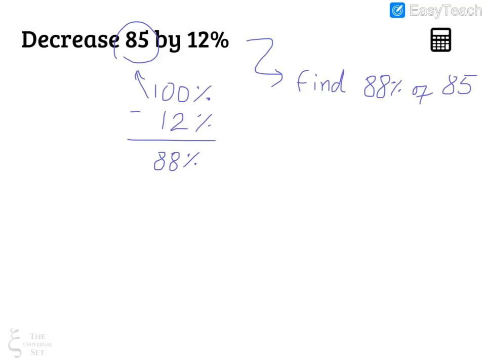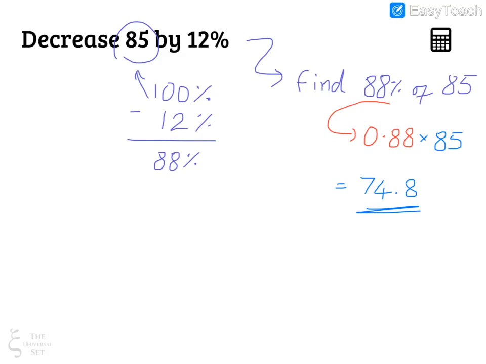Okay, and we know how to do that in a calculator because we have already practiced that. We change the 88% into a decimal. So in this case, that's going to be 0.88, and then we multiply by our number. So we multiply by 85. So that's what I'm typing into my calculator here. 0.88 times 85. And my calculator has told me that the answer is 74.8.